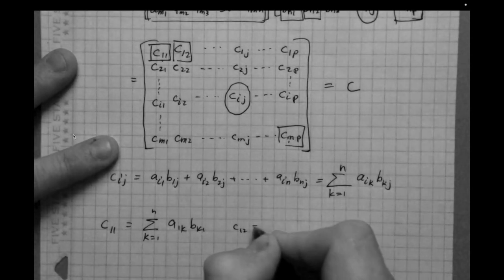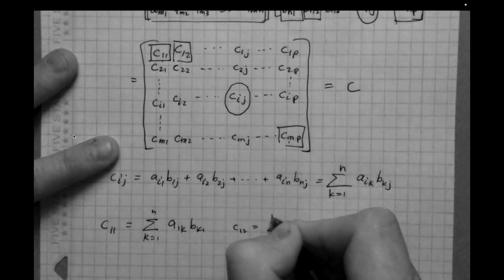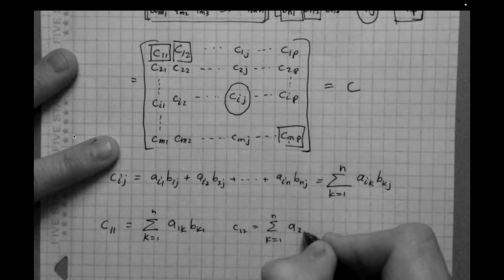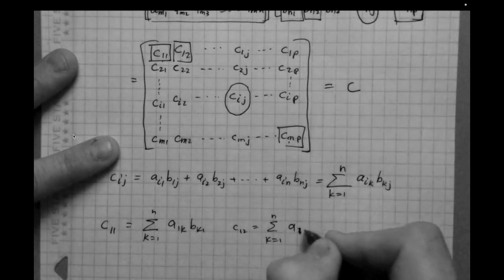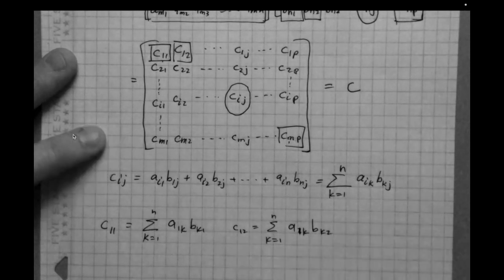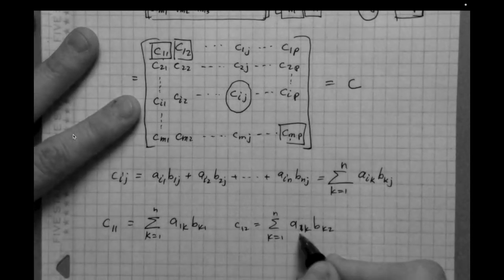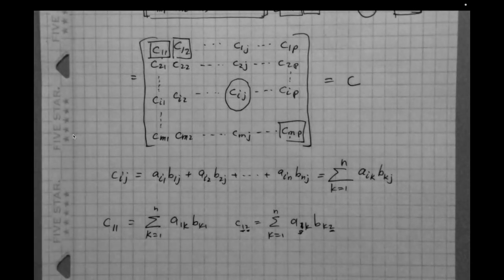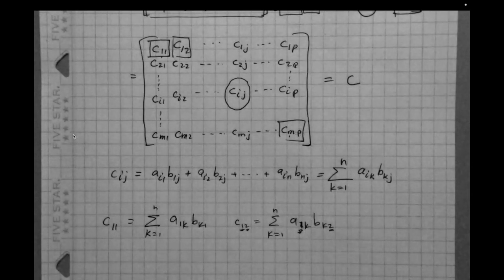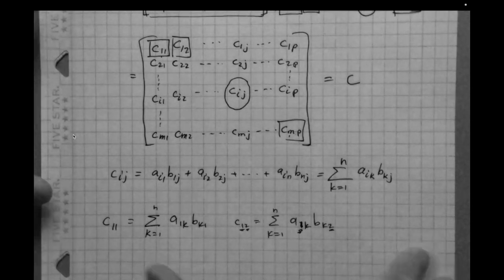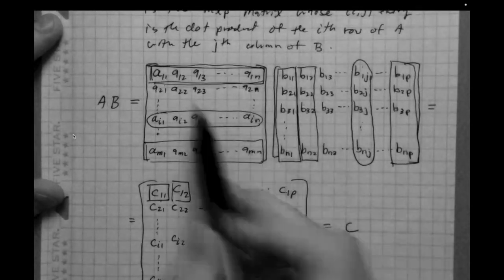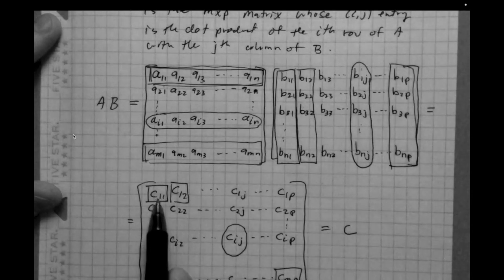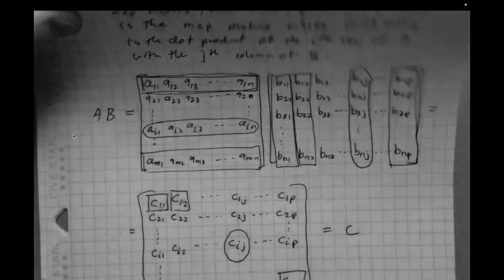The C12 entry is going to be the sum from k equals 1 up to n of a1k bk2. Right, so you see these are based on those subscripts, so the subscripts kind of follow through. All right, so this is all very nice. Maybe we have an idea that it's the ith row and the jth column for the ij entry. But let's do some examples and see how this works out in practice.